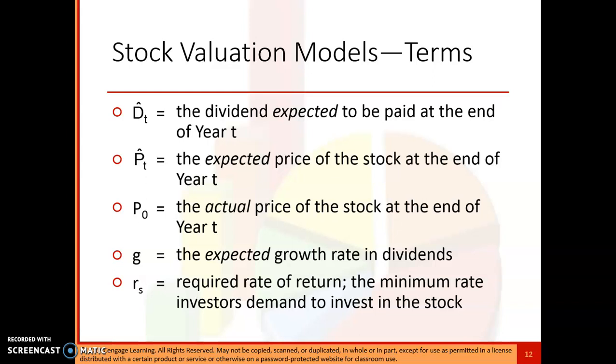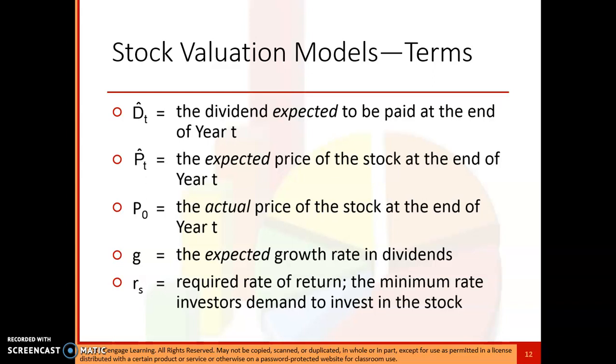Anyway, anything with a little hat over it, like this right here, just means expected. So D with T with a hat on it is the dividend expected to be paid at the end of year T. So if T was one, that would be the dividend in year one. If it were two, that would be year two, and so on. And then P sub T with a hat on it, same thing, except that's the expected price at the end of whatever period. So if that were one, that would be year one, two, year two, and so forth.